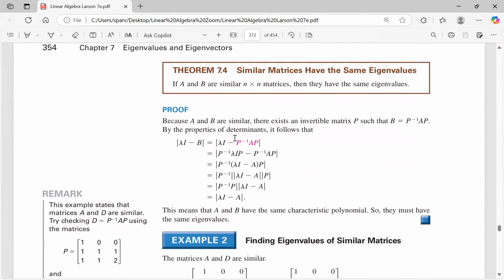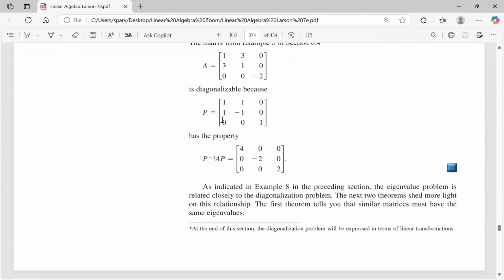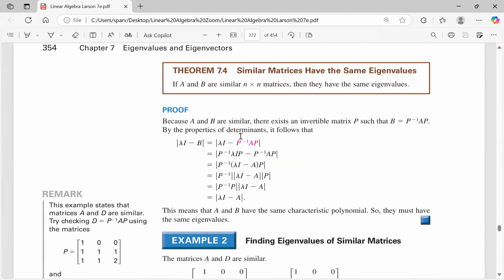Now, I still owe you this: how do we know what P is? That's the key here, because A is given. Our goal is to find this last matrix, P inverse AP. Call it D, the diagonalized matrix. The big mystery right now is where this P comes from. That's it. Now, similar matrices have the same eigenvalues.